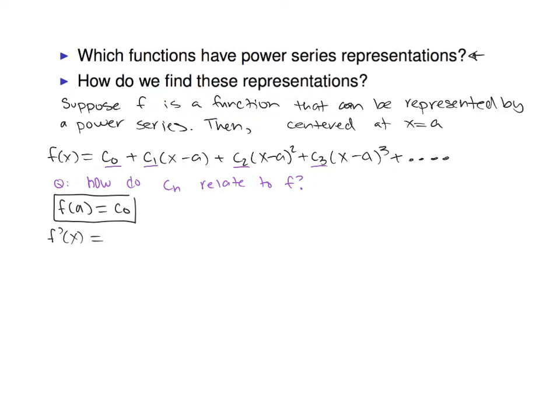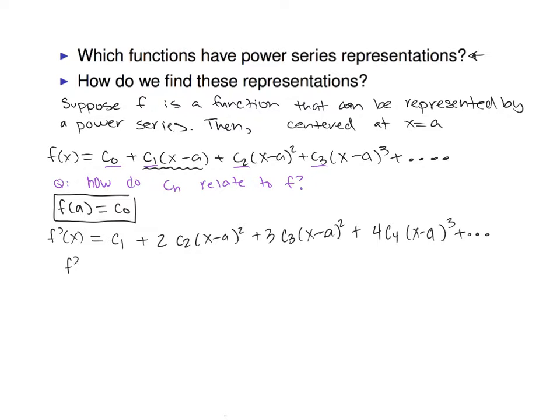F prime of x: well c0 is a constant, its derivative is 0. The derivative of c1 times x minus a is just c1, because you have c1x, whose derivative is c1, and then c1 times a is a constant, derivative is 0. Plus 2c2 times x minus a, plus 3c3 x minus a squared, and plus just one more for kicks, 4c4 x minus a to the third. And I made a bit of a boo-boo. This should be x minus a squared, etc.